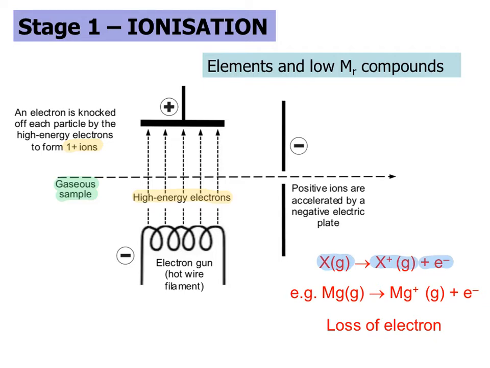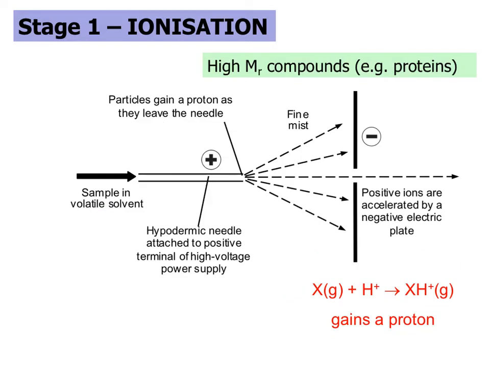Once our particle is charged, then we're going to be able to accelerate it. We're going to talk about that separately, but you'll see that it's being accelerated by a negative electric plate. So that is why we need the sample to be ionized to have a positive charge. And for very large compounds, and the example here are proteins, and proteins are absolutely huge, it's ionized in a different way.